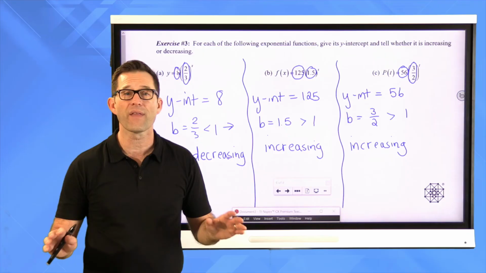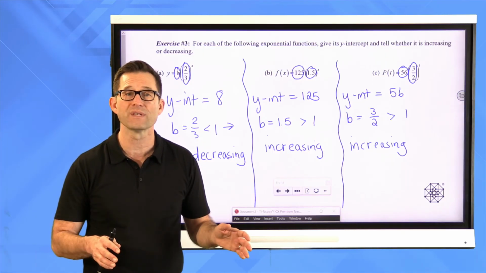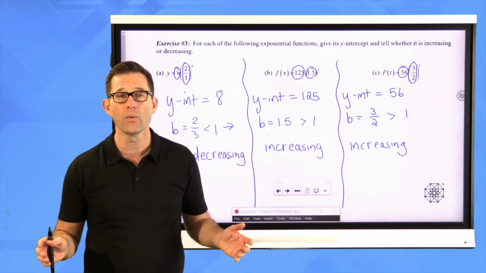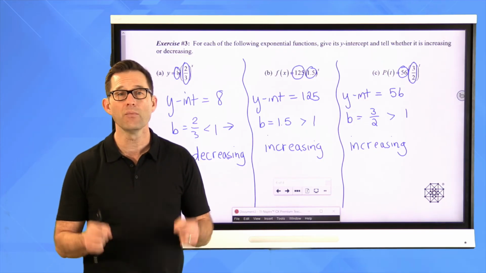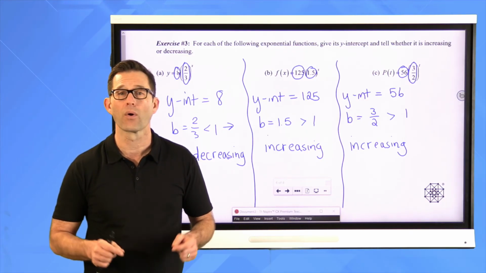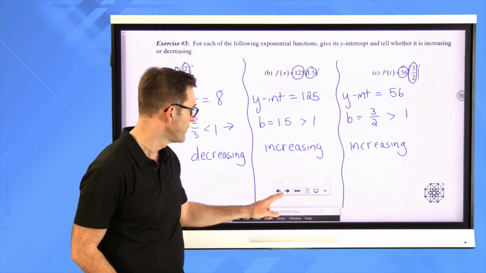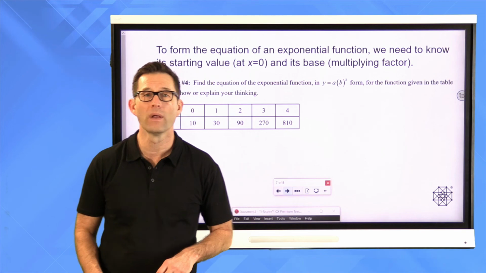So don't get into the habit of thinking, well, if it's a whole number, it's increasing, and if it's a fraction, it's decreasing. That's not the way you want to look at it. The question is, are you multiplying by a number greater than 1, or are you multiplying by a number less than 1? Pretty much that easy. All right, let's take a look at one last problem.